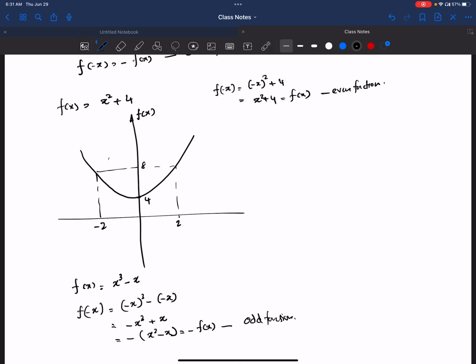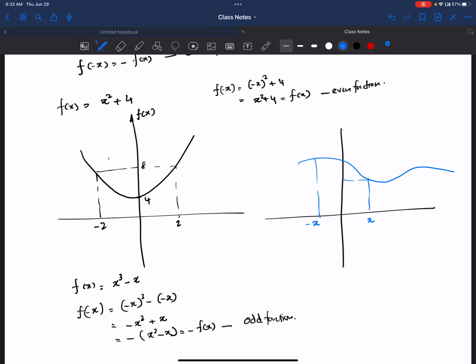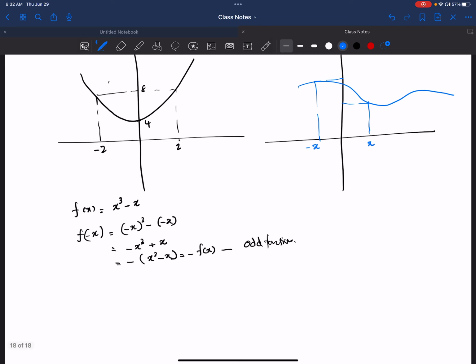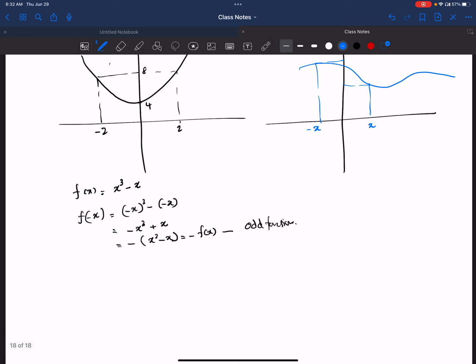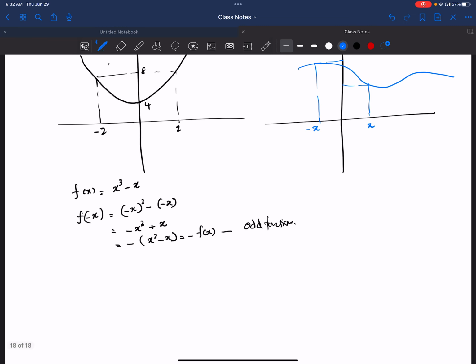Some functions are neither even nor odd. We can draw a graph like that, and you can see you have an x value here and negative x here, two different values, so it's neither odd nor even. And the specialty of odd functions is that the graph is symmetric about the origin.